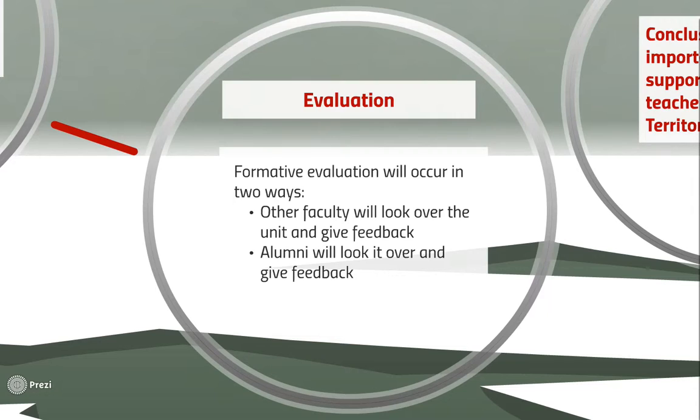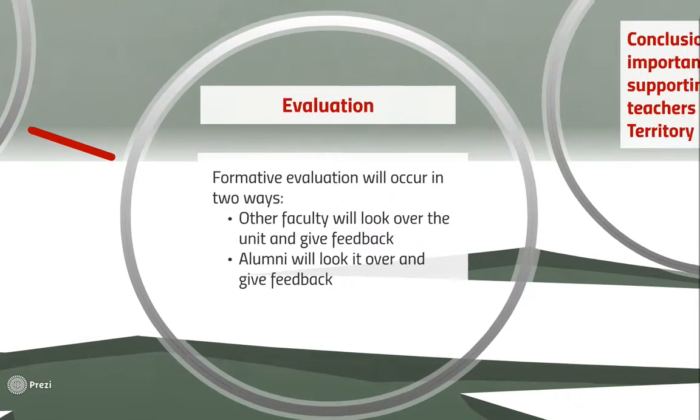Formative evaluation of my unit will occur in two ways. Other faculty will look over the unit and give feedback and help me decide when and where and if to implement it. Alumni will also look it over and give feedback from the perspective of a student teacher who's very busy and has a lot going on.